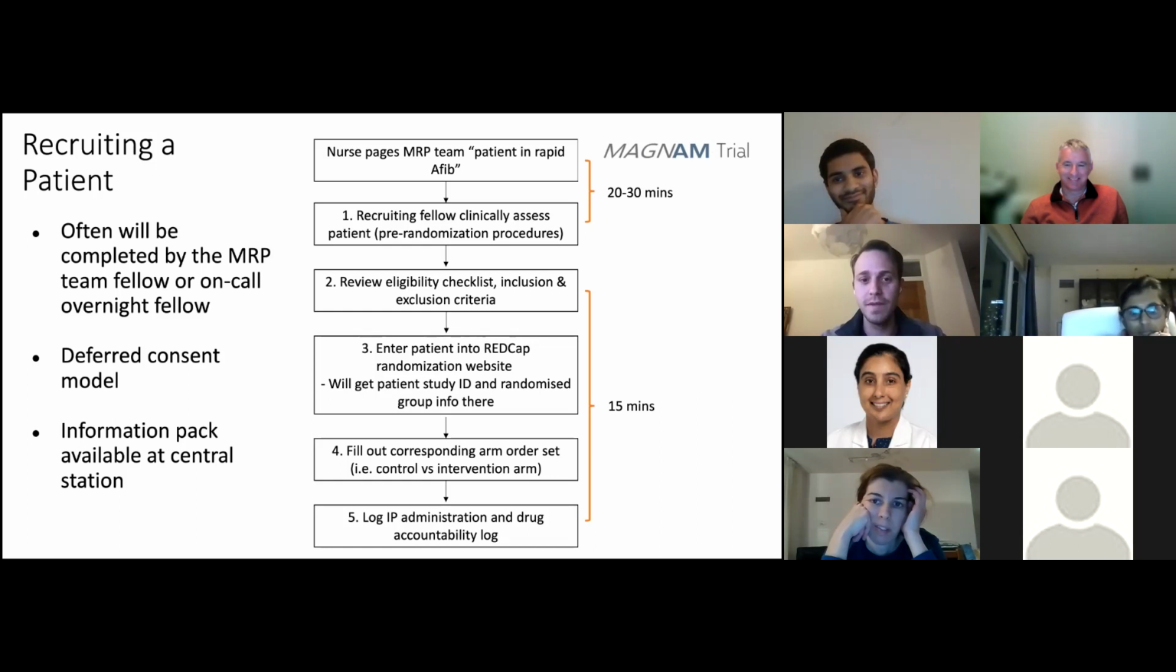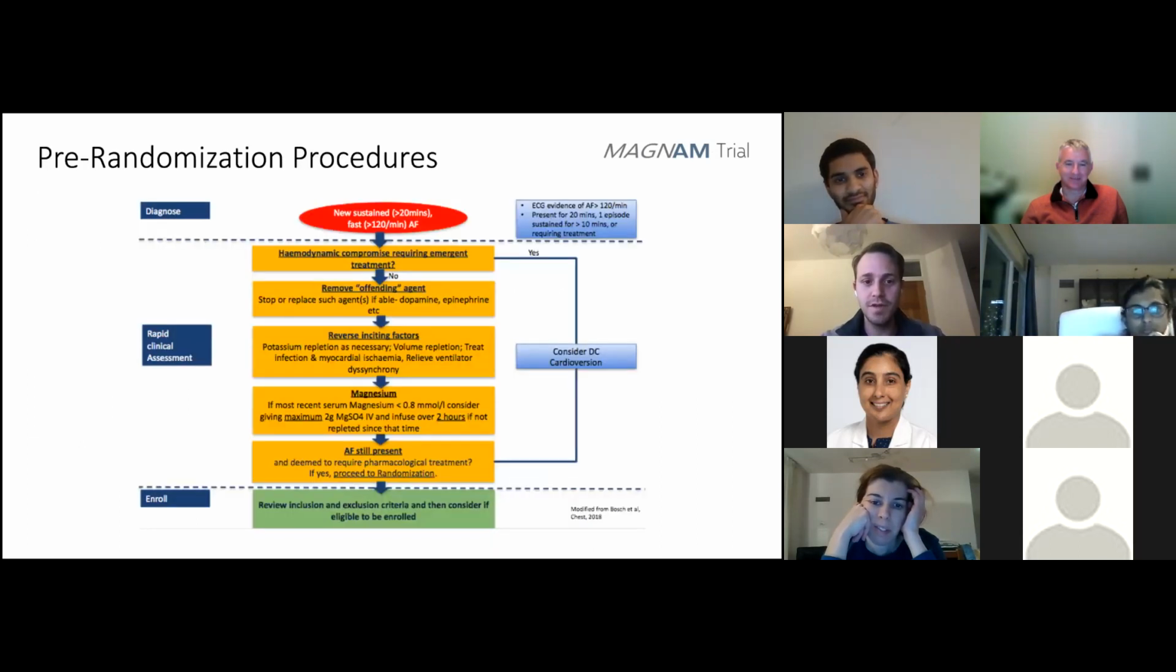Okay. So moving on to what the pre-randomization procedures actually are. So this is, again, our usual assessment of patients when they go into new rapid AFib. If someone is obviously severely hemodynamically compromised, you're going to cardioversion as your usual ACLS standard of care. If there's an offending agent, say someone is on really, really high dose epinephrine causing arrhythmias and they don't actually need that, you would obviously probably reduce that or switch to another pressor medication. If there's other inciting factors, for example, you just diuresed the patient 10 liters by accident, something like that.